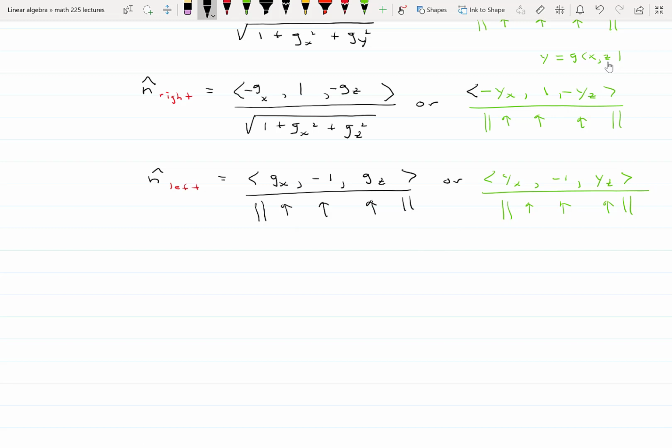So if I want a unit normal that points in the front direction, that means I'm assuming that x is a function of y and z. X will define the front or the back direction.